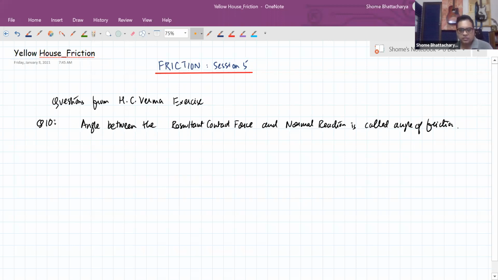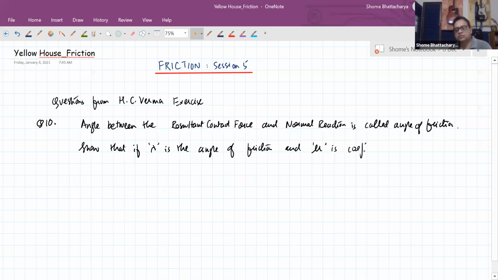So we have to show that if lambda is the angle of friction and mu is the coefficient of friction, in fact static friction, then lambda is less than or equal to tan inverse mu.